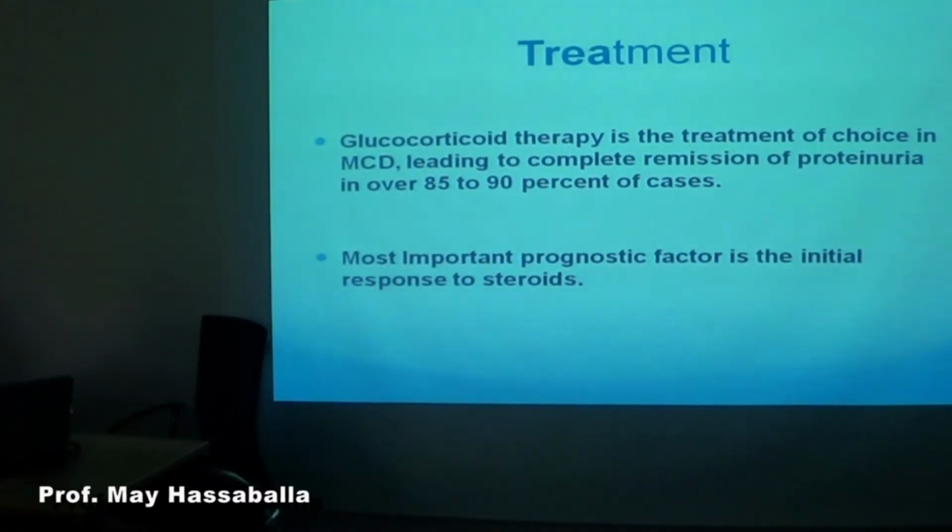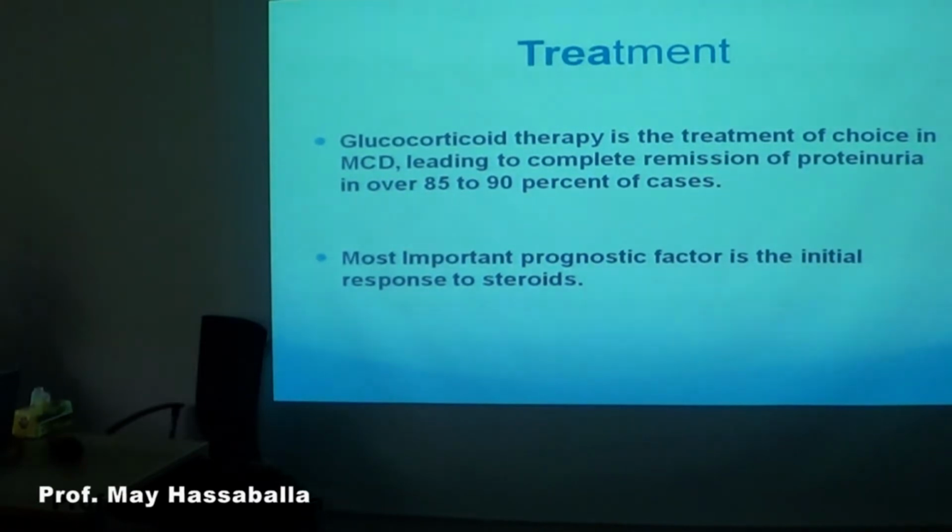What is the mainstay of treatment? Glucocorticoids is the treatment of choice, associated with complete remission in 85 to 90% of cases. What is the most important prognostic factor? What do you look at to say whether this patient will do well or not? The initial response to steroids. If you gave steroids and he improved well, then this patient will do well.